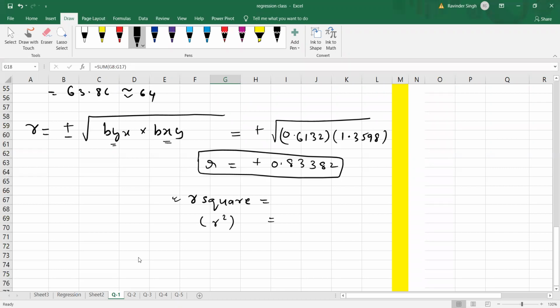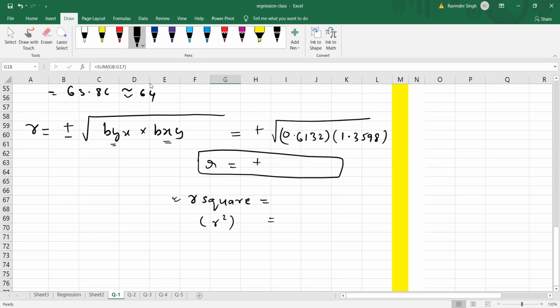0.613. I think this is the value. I have done some mistake. One second. Answer 0.6132 into 1.3598 and square root of answer. Correlation value is 0.913. I'm sorry.